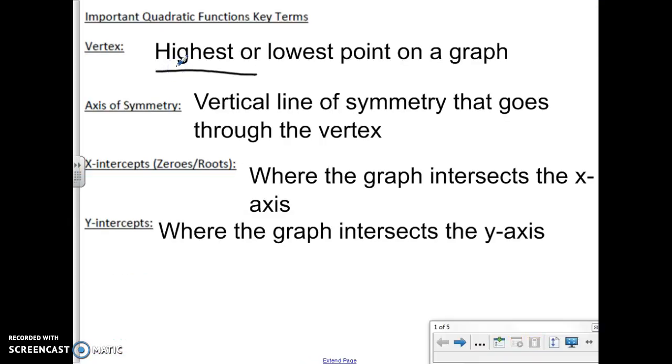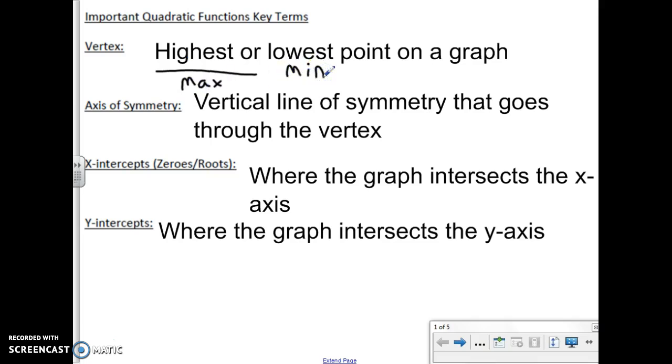What I want to do over the next couple minutes is just go over some important terminology when we're talking about graphing quadratic functions. There's four key terms that we need to know for this unit. The first one is what a vertex is, and a very basic definition of a vertex is it's the highest or lowest point on the graph. In a little bit, you'll hear about the idea of max and min, but that's the same basic idea.